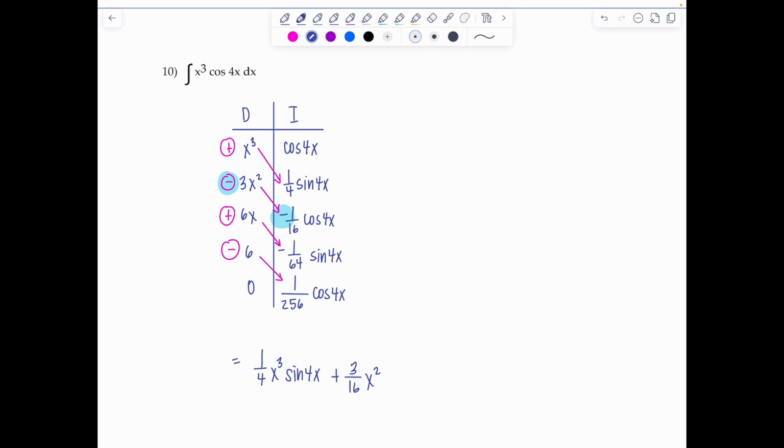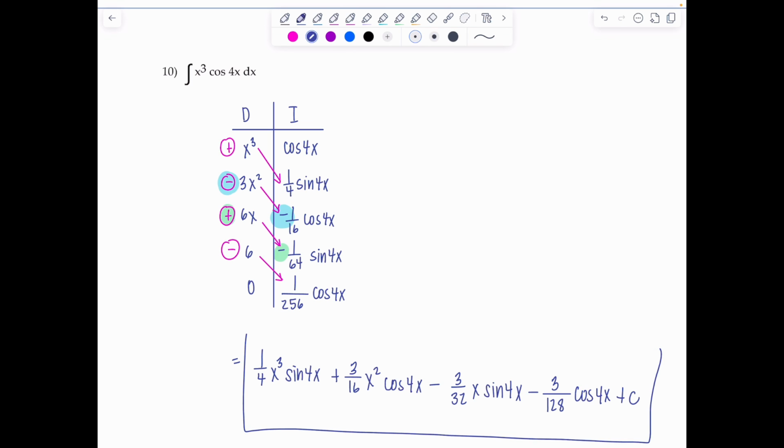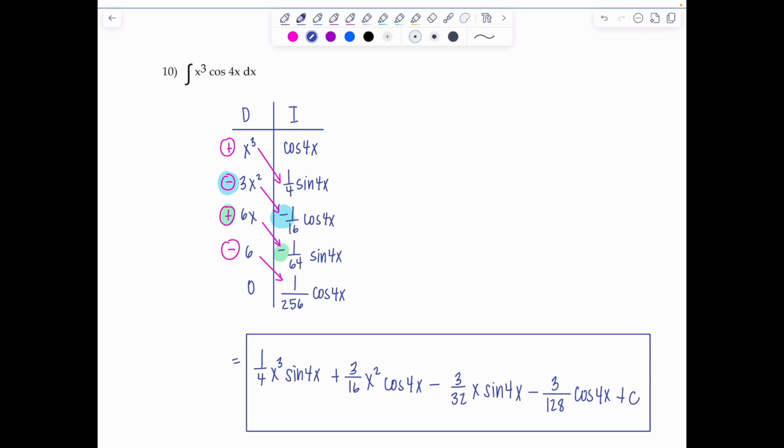3/16 x squared cosine 4x minus, because you have a plus and a minus, 6/64, that reduces to 3/32 x sine 4x minus 6/256, it reduces to 3/128 cosine 4x plus c. x cubed, x squared, x, nothing. Perfect, and we're done. Okay, I think some people just forgot to reduce, or they forgot x squared.